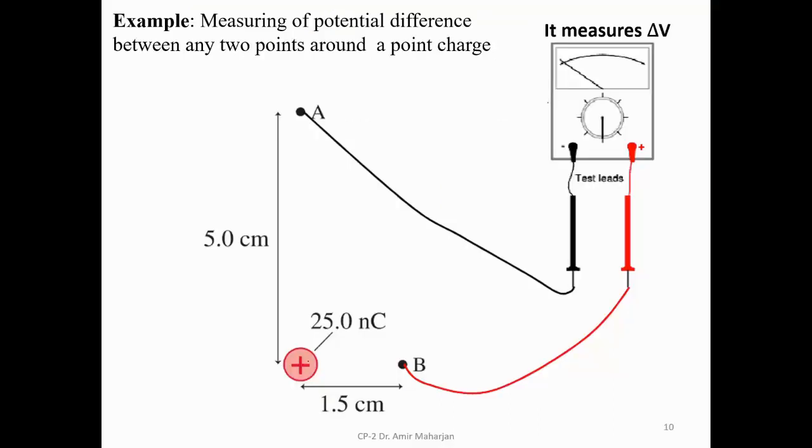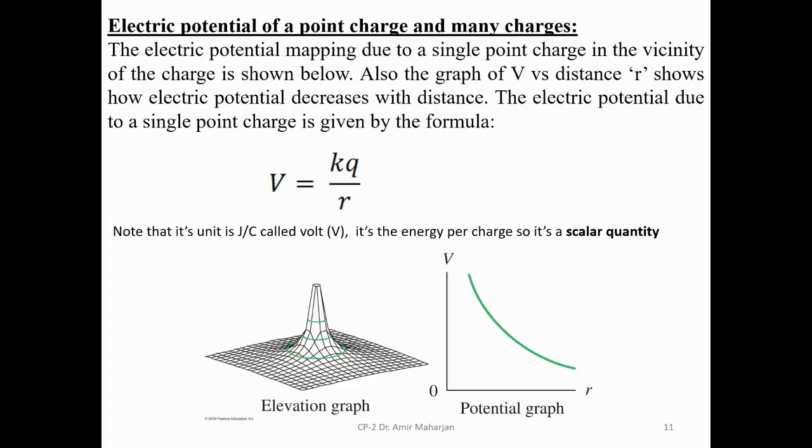Suppose you have a source charge of 25 nanocoulombs. What would be the potential difference between A and B? By calculation, you just use the formula we just derived. Find the potential at A, find the potential at B, and obviously the potential at B will be greater than the potential at A because it is closer. Then VB minus VA is the potential difference. Or in reality, you can just use the voltmeter or multimeter. Put your probe at A and B, and it will measure the potential difference directly. This is a direct measurement of potential difference.